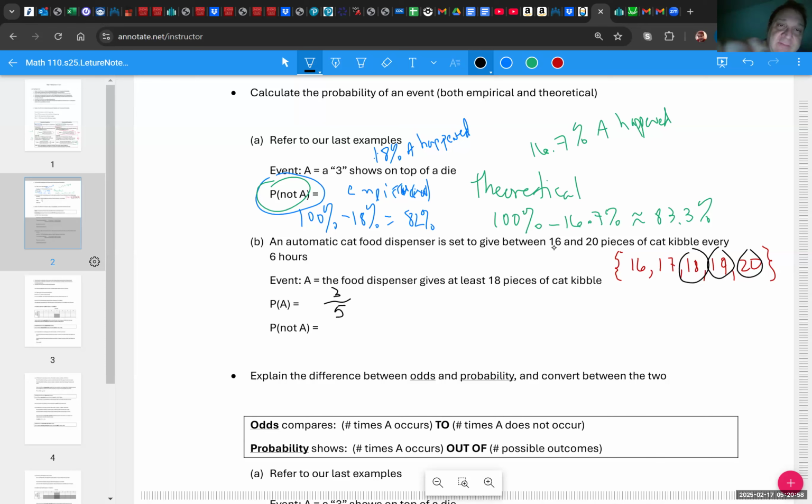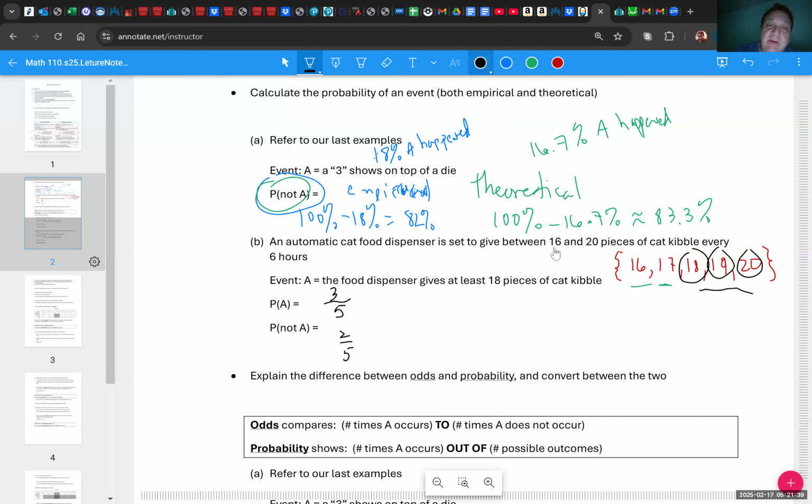That's the number of ways that the event could happen. There's 3 ways that the event could happen out of a total of 5 possible things that could happen. So 3 out of 5. What about the probability of not A? Well, if 3 out of 5 is the probability that A occurs, then not A would have to be the other 2 out of 5. There are 2 out of 5 which are not at least 18. And you can kind of see them right over here. These two right here are the 2 out of 5 that aren't at least 18, or not event A.